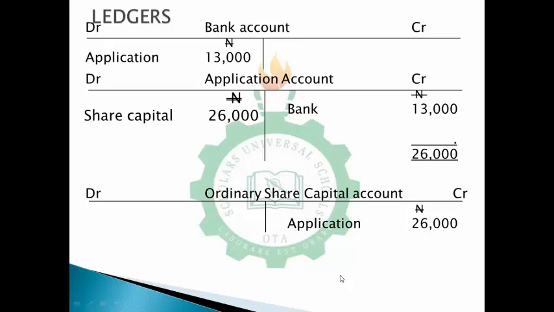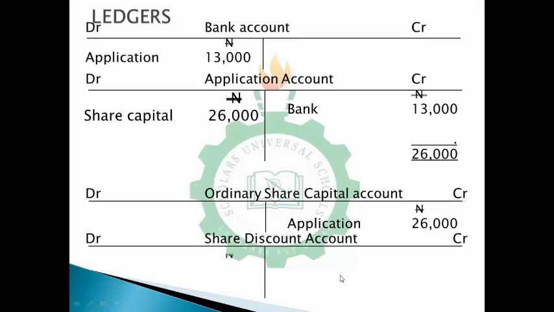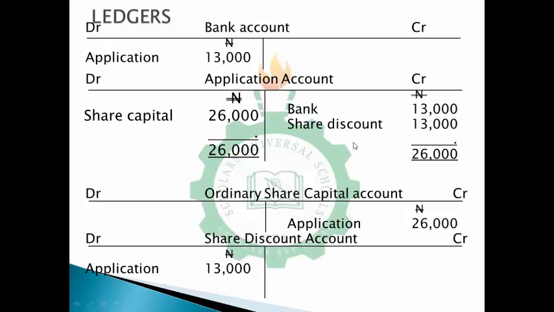Alright. So the next thing is the share discount account. You'll be debiting it with the difference of 13,000 naira. Then the corresponding credit of this share discount account goes to your application account. That makes this application account 26,000. By the time you sum up this 13,000 with 13,000, you get 26,000 naira. So that's okay. The application account is balanced now. So you'll be left with the bank account, ordinary share capital account, and share discount account.